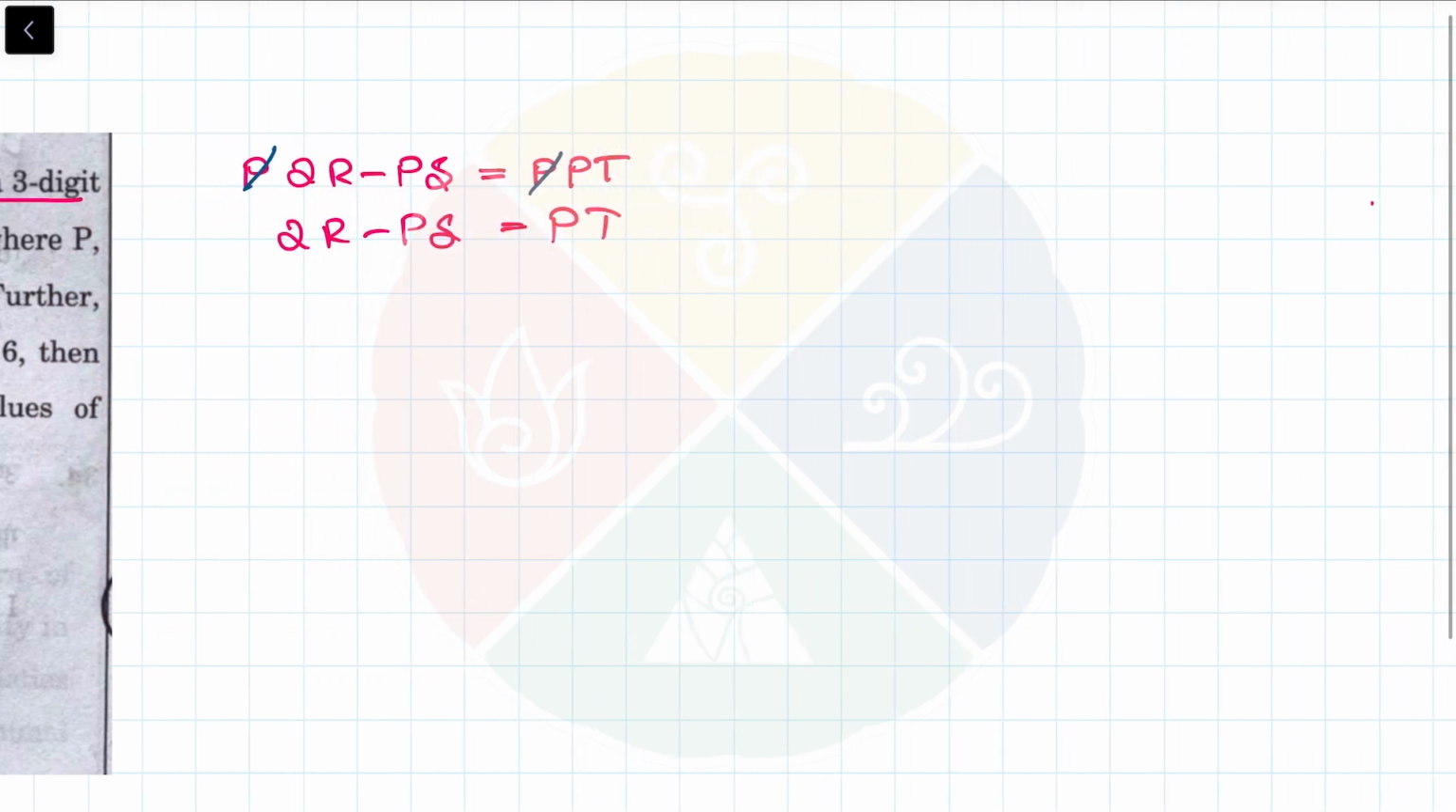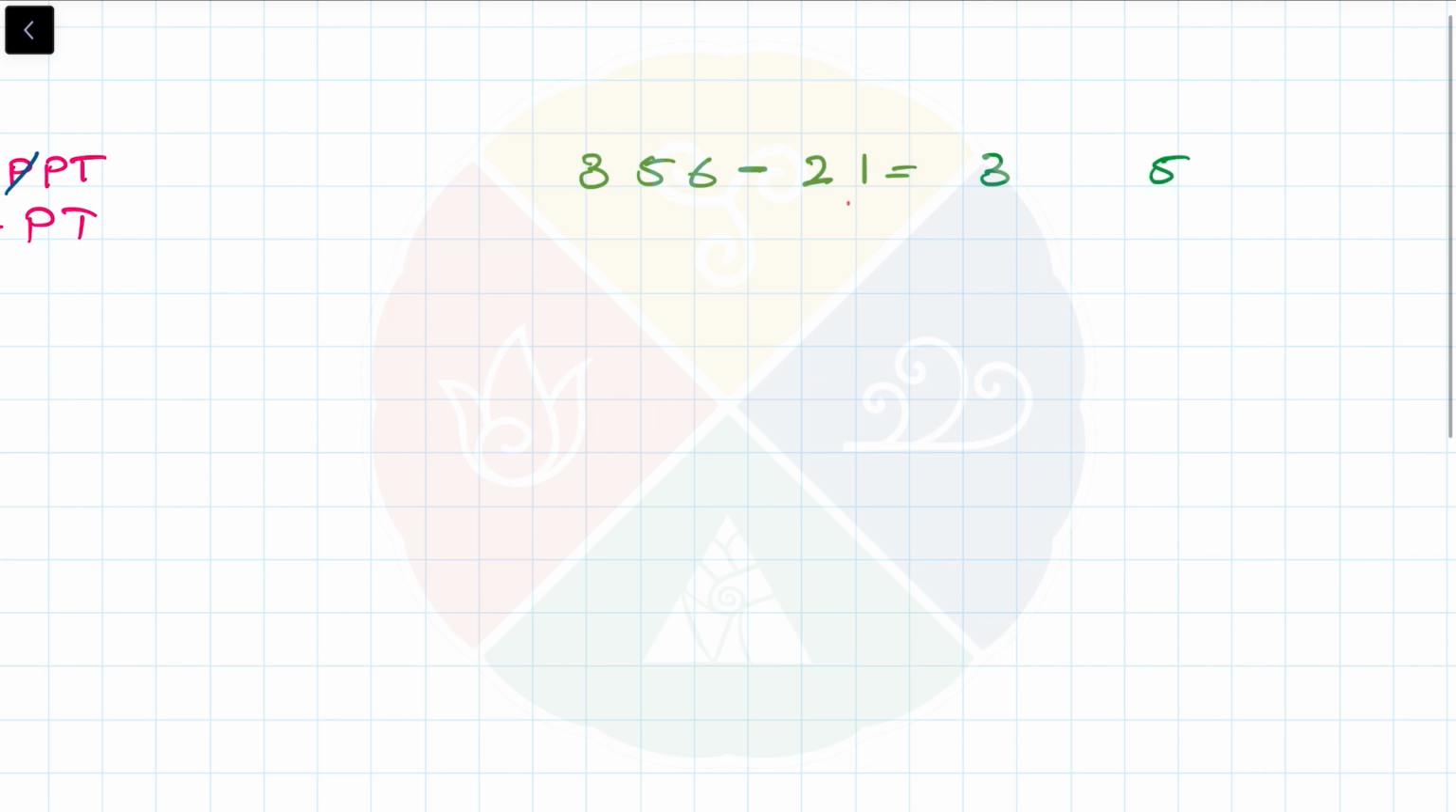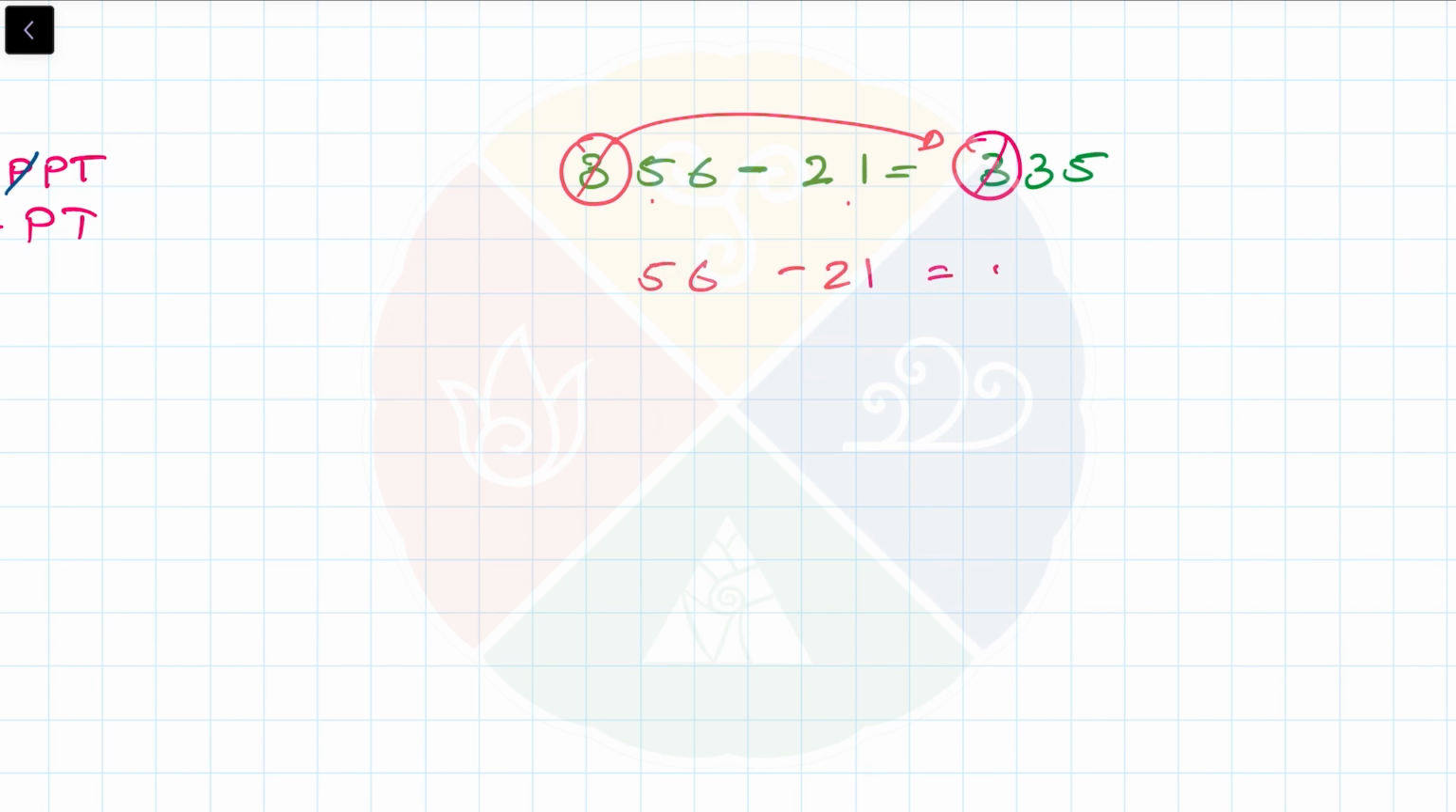The reason why I can do this is that I'll give you a simple example. If I have an equation like 356 minus 21, I'm going to get the answer 335. Here 5 minus 2 is 3, and this value has come exactly like that. No one has tested it. 356 minus 21 is 335. I can simply eliminate this value and simply write 56 minus 21, and I would have got 35 itself.